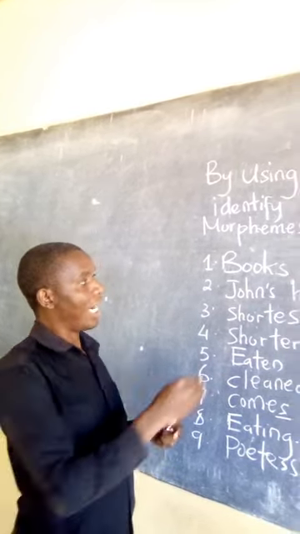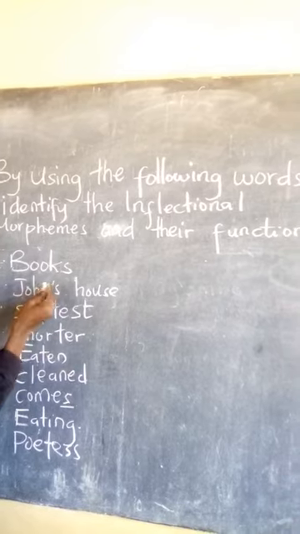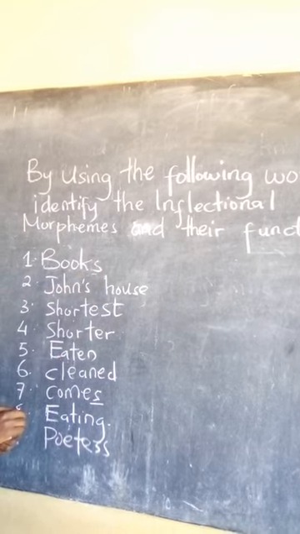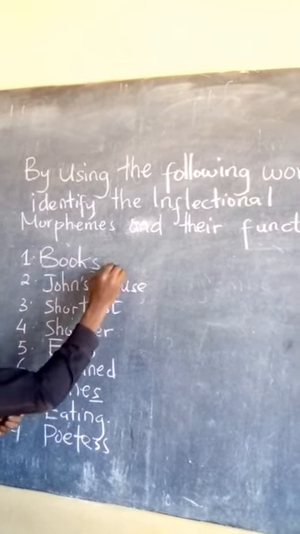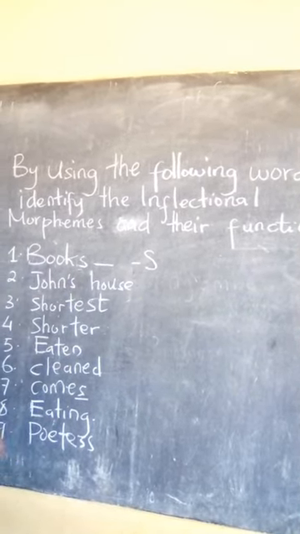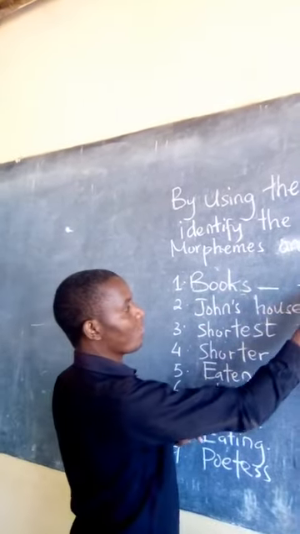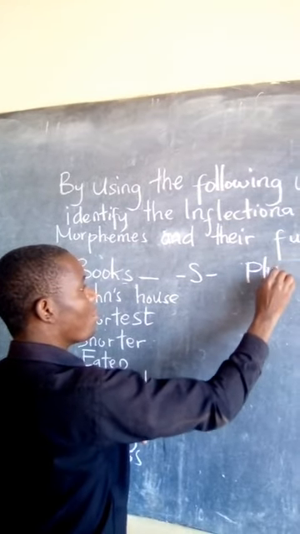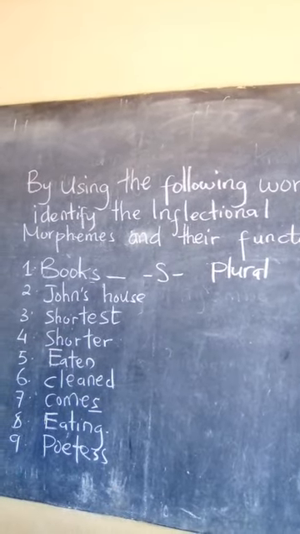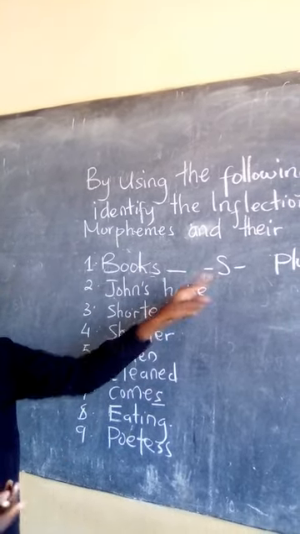Now let us look at these words. We have the word book. Before the addition, it was book. Now after the addition of s, it becomes books. The inflectional morpheme here is s. But what is the role of s here? The function of the inflectional morpheme s in this word is to show plural, or to show number. Book is one, but books is many because of s.